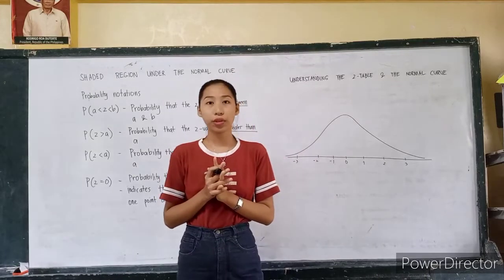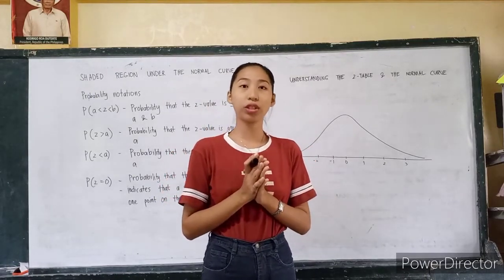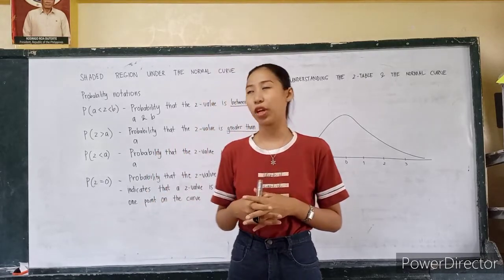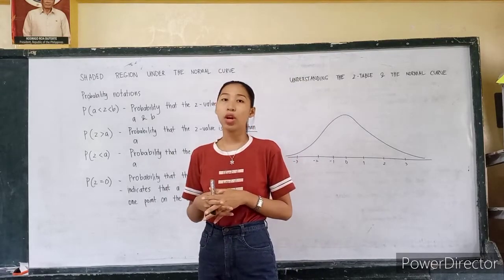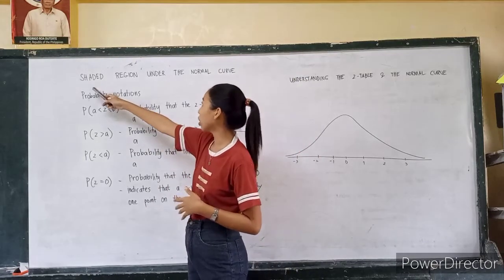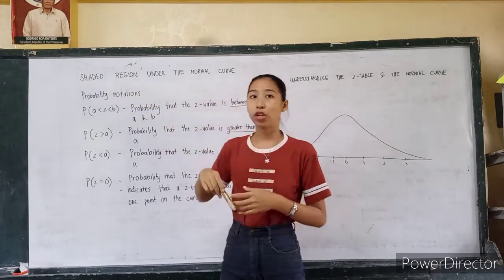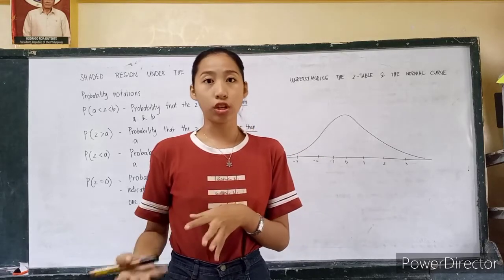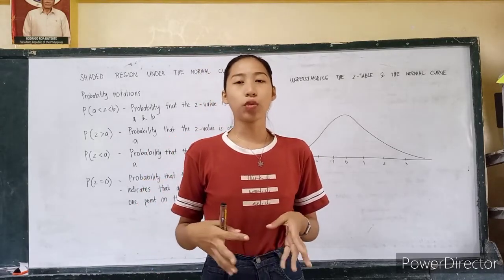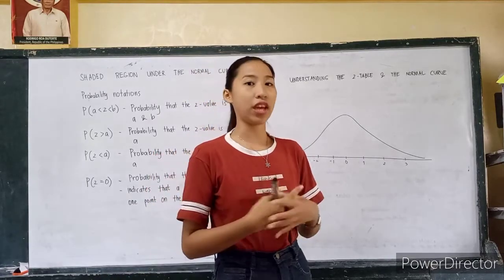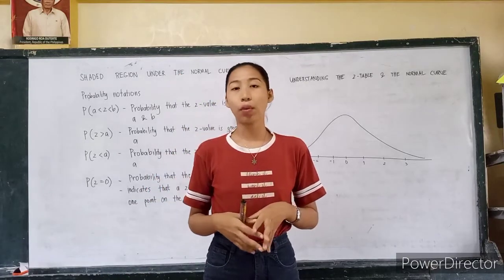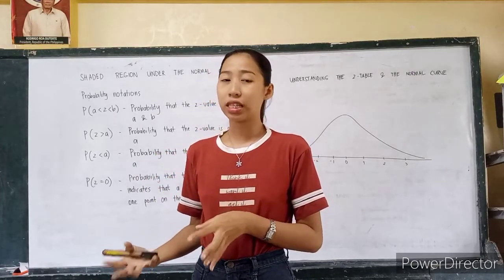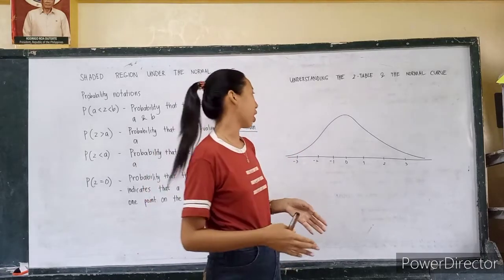And today we are going to discuss module number 2, lesson 3 of our statistics and probability subject. This lesson is all about the shaded region under the normal curve. We are going to understand some probability notations, apply those notations in finding the values using our z-table, and after finding the values in the z-table, we are going to sketch the normal curve.